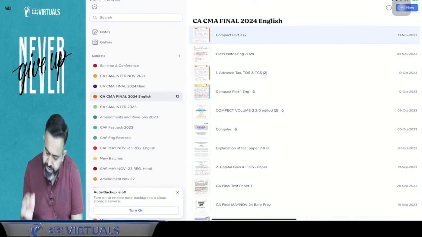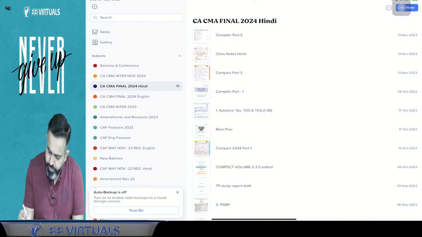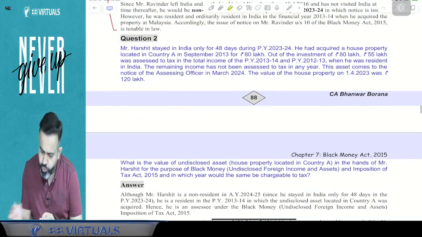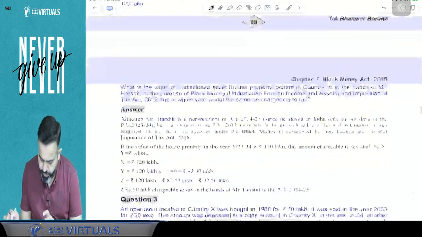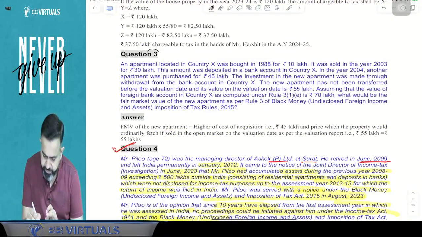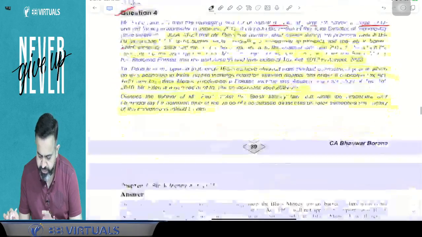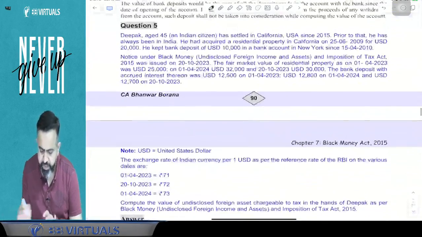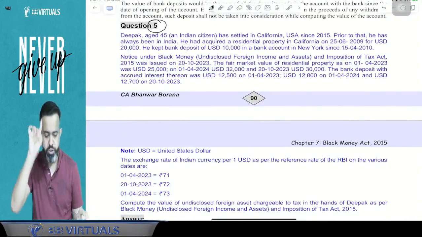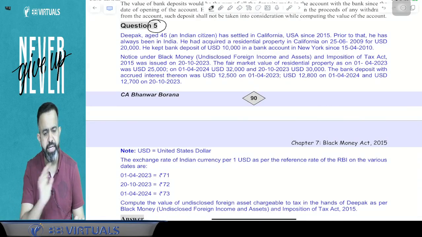Now directly check some questions from your compiler. Just do question number 2 and question number 3, and after that just read question number 5. First do question number 2, question number 3, and read question number 5.